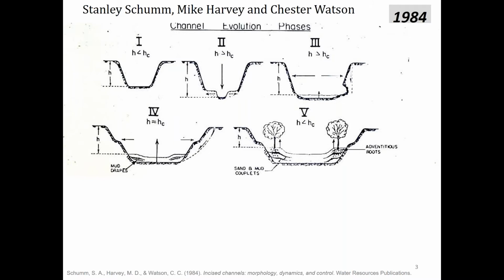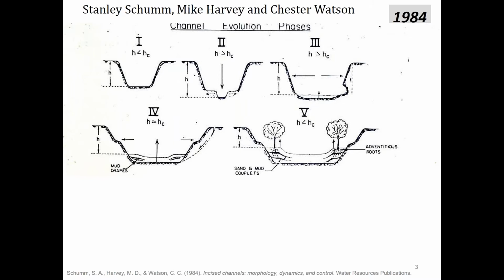And so they came up with this 5-step model. Their stage 1 is a semi-equilibrium condition. And the H's here mean H is bank height, H sub C is critical bank height. And the idea there is that as the channel gets deeper, as it incised, that's their stage 2, the critical bank height becomes greater than the stable bank height. And so you start to get bank failures in addition to lowering of the bed, and that causes the channel to widen, which is stage 3. And that's kind of a positive feedback set of processes that result in an even bigger channel.